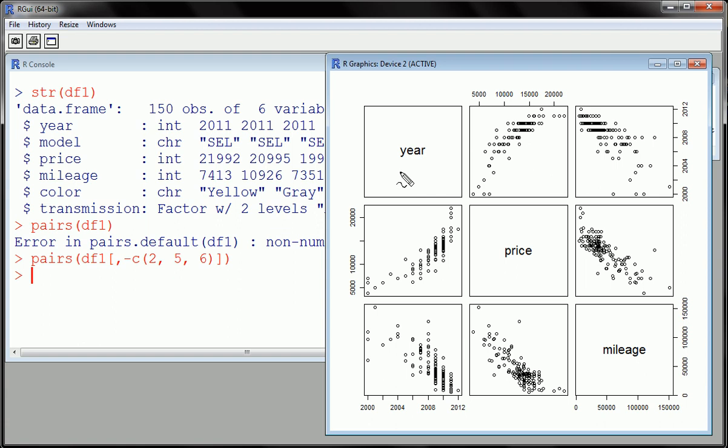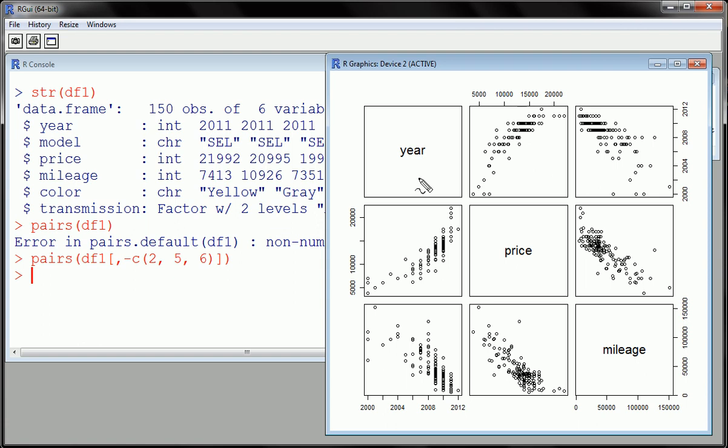So you see year, price, and mileage. This particular one has year on the y-axis and price on the x-axis. Here we get to see how price and year are related, and we see that they have a somewhat positive, almost linear, a little concave down relationship.